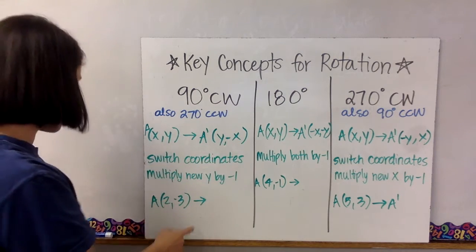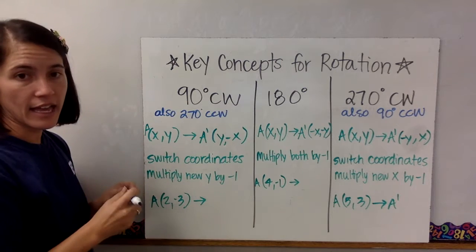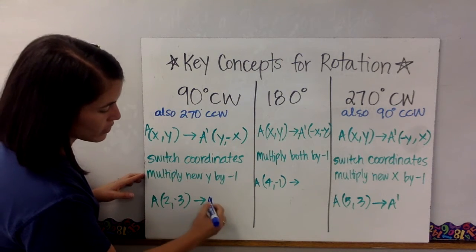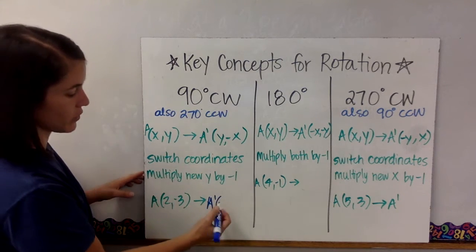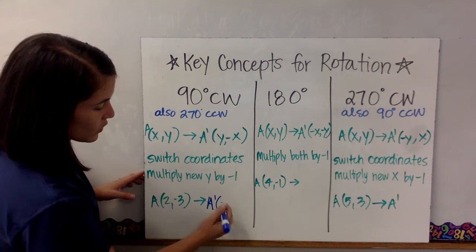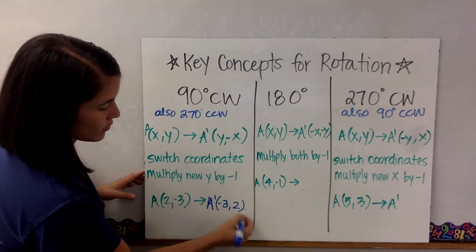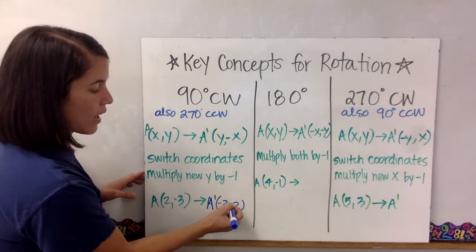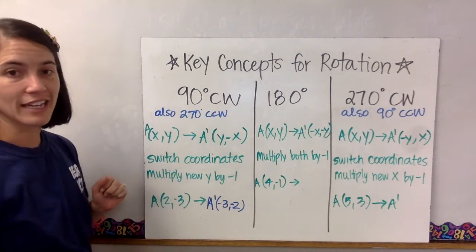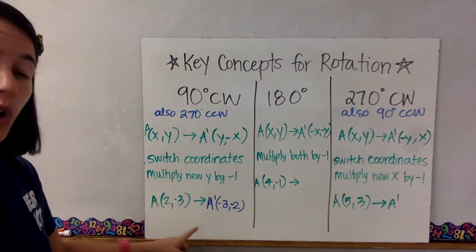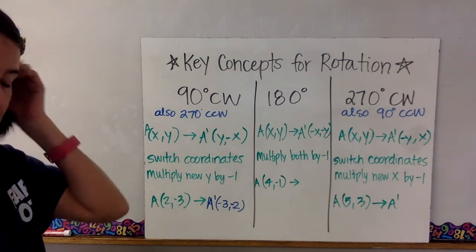So if you rotate it 90 degrees clockwise, you switch the coordinates and you multiply the new y by negative 1. So in this example, A is 2, negative 3. If we wanted to rotate it 90 degrees clockwise, we would switch them, negative 3, 2, and I would multiply the new y by negative 1. So I would make that a negative 2. So that would be the coordinate of a 90-degree rotation.